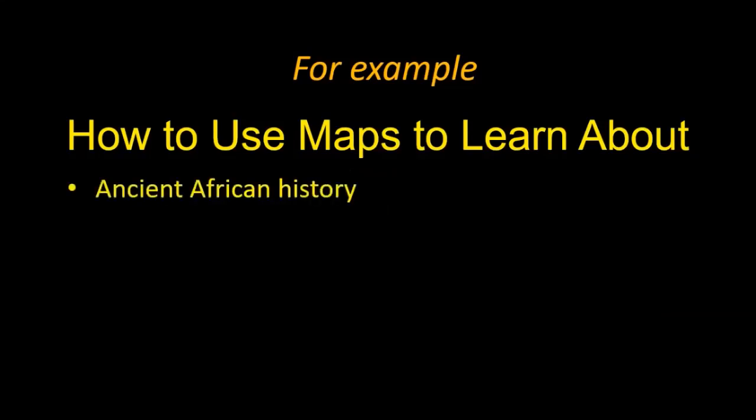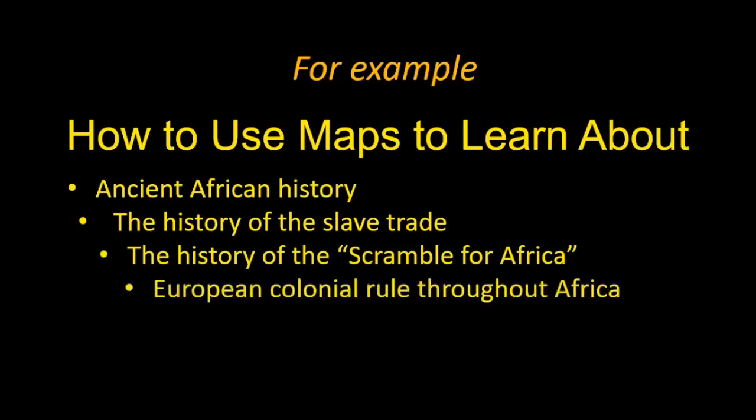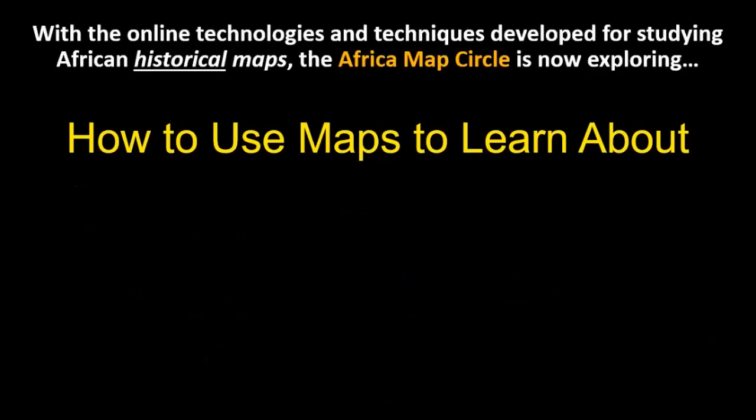We can learn, in effect, anything through maps about ancient African history, the history of the slave trade, history of the scramble for African territory on the part of Europeans, then a great deal about the European colonial rule throughout Africa. Then, finally, the struggles for independence in each country on the continent, and everything that's happened since. Maps have a way of encapsulating history so that they're very useful techniques for learning and teaching about African history.